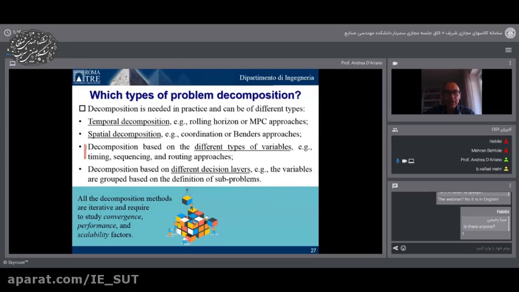Sometimes you also have decomposition in layers. So you do not really have a clear distinction on the type of variables, but you have different sub-problems. You take the original problem and divide it into sub-problems, where you might combine different types of variables, and you might introduce different layers. This is another type of decomposition that is much used.